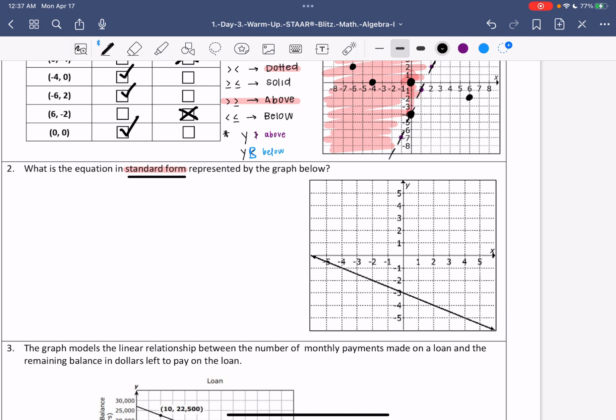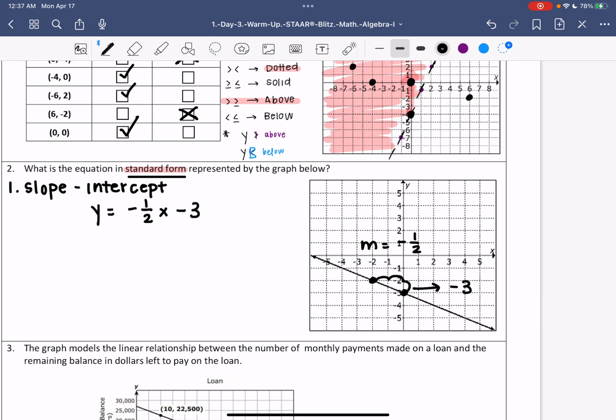Okay, so in order to write it in standard form, you must know the slope-intercept form. So let's find the slope-intercept form first. So this means you need the slope and the y-intercept. So your y-intercept is -3. And your slope here, it looks like we're going to rise 1, but run to the left 2. So that is a slope of -1/2. So then my slope-intercept form is y equals -1/2 x minus 3.